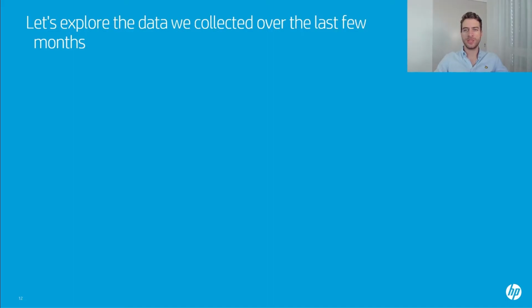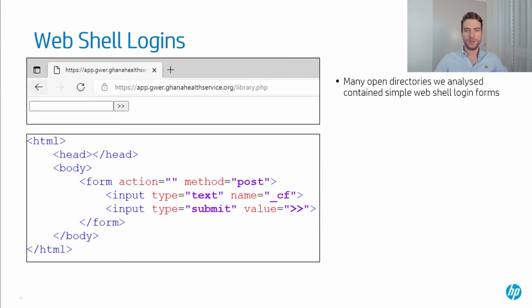Now let's explore the data we collected and stored over the last few months in the MISP instance Josh just showed. The main objects I would like to focus on are web shell login pages we found on various websites. A lot of open directories, which were scanned and analyzed using SubCrawl, contained simple web shell logins, just like the one which can be seen in the image.